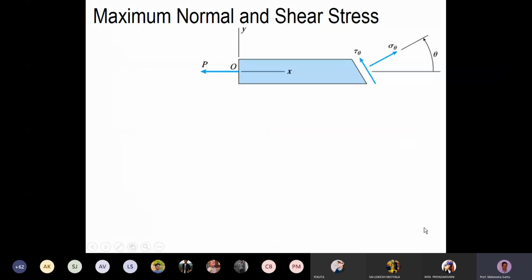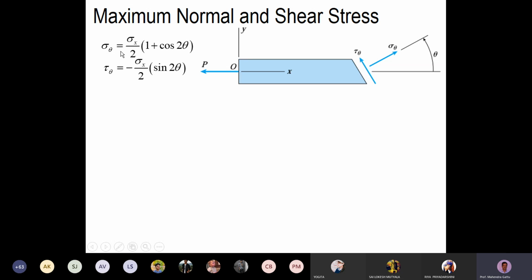So now let's look at the maximum variation of shear stress and normal stress with change in angle. What is meant by change in angle? It means how the shear stress and normal stress depend on the angle of inclination of the cut section. Or you can say how the shear stress and normal stress vary with the variation of the normal direction with respect to the horizontal. Here the normal is making an angle theta with the horizontal, that is the x-axis. So let's look at that variation.